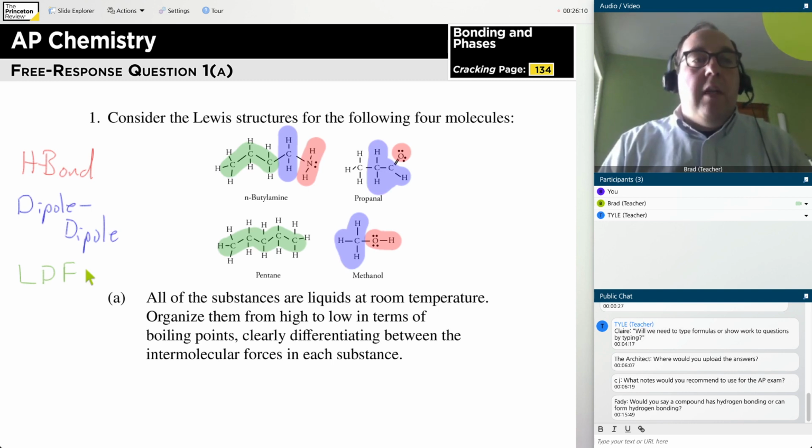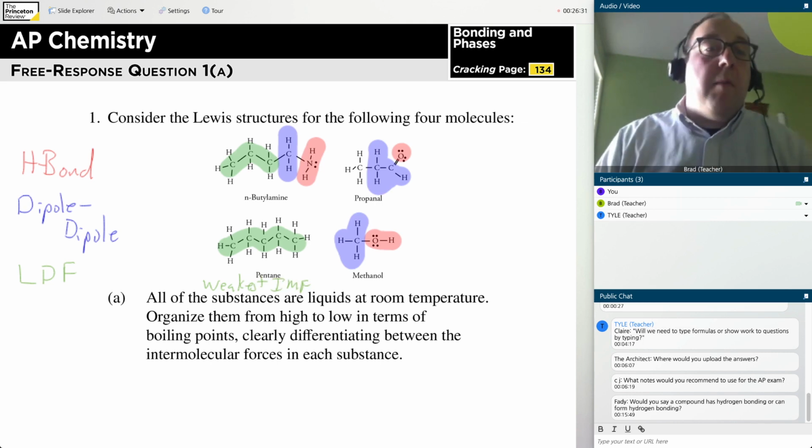So the weakest of all of these is the London dispersion forces, and so pentane, which is really just all London dispersion forces, it doesn't have anything else going for it, is going to be the weakest intermolecular forces. So I'll write that below here. Pentane is going to be experiencing the weakest intermolecular forces.